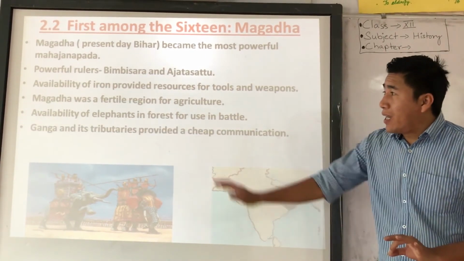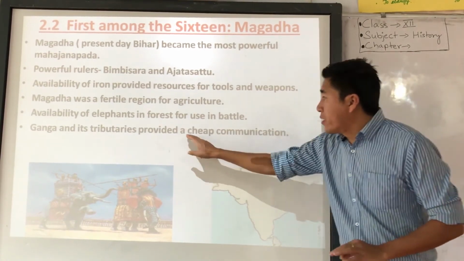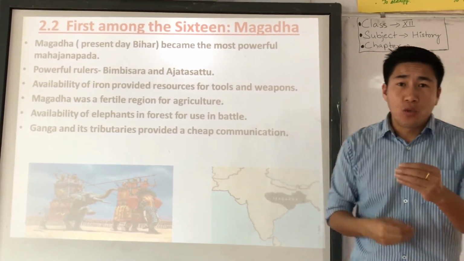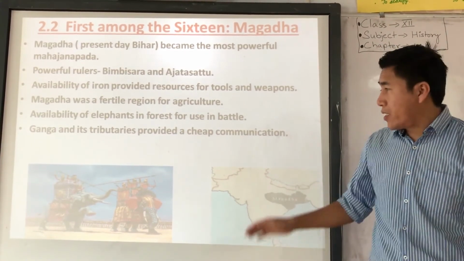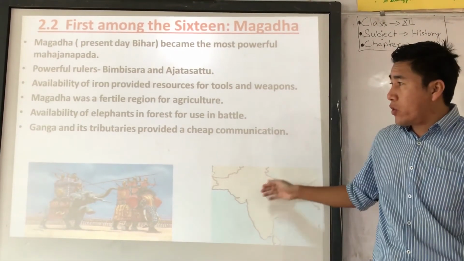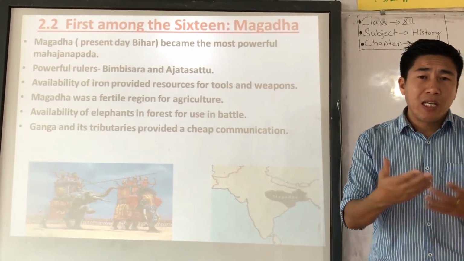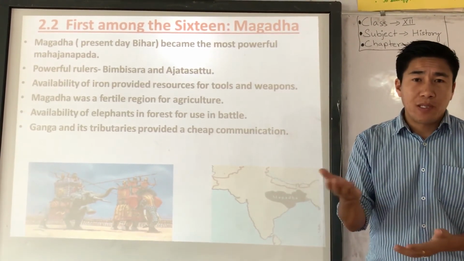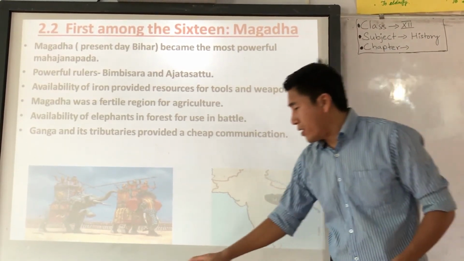And the last, the Ganga and its tributaries, right? The river tributaries provide cheap communication to do business with others. It is the cheapest mode of transportation, a riverine route, right? So the Ganga and its tributaries provided a cheap means of communication to do business with others. Because of that, it became very popular among the 16 Mahajanapadas.